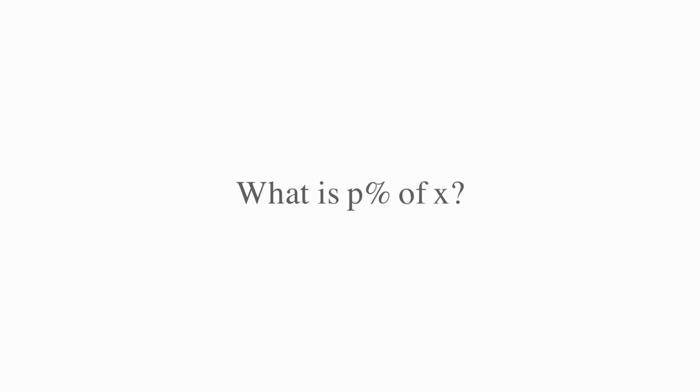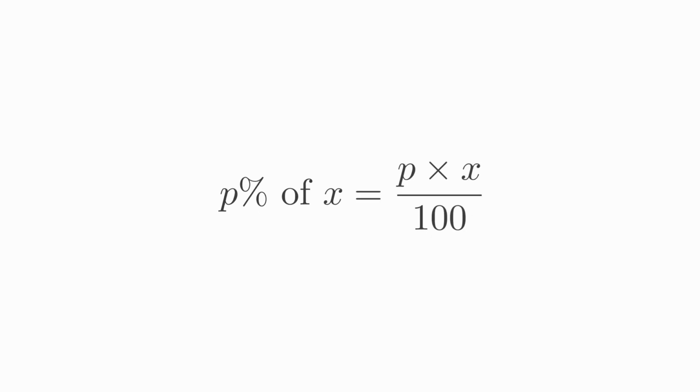Now let's deal with the notion of what is p% of x. And we are going to work with a very simple example. 12.5% of 64. Using our fractions table, we know that it's 1 by 8. So 64 divided by 8 is nothing but 8. So 12.5% of 64 is 8. So p% of x is nothing but p times x divided by 100.